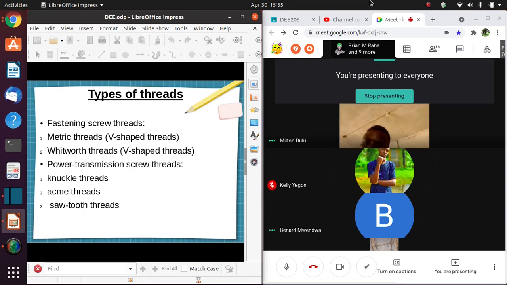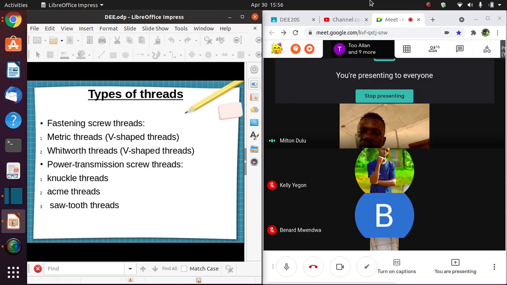Now, we have different types of threads, right? Na kutegemea na ile kazi ambao unatengeneza your thread, we have the two major categories. I can make a thread for fastening purposes, ile ambayo tunatumia for kukazia, kama ile screw, bolt na nut ya kitanda. That is for fastening. We also have those for power transmission. Gears are also threads. Okay?